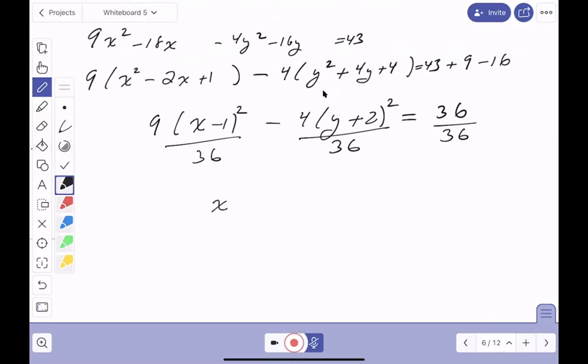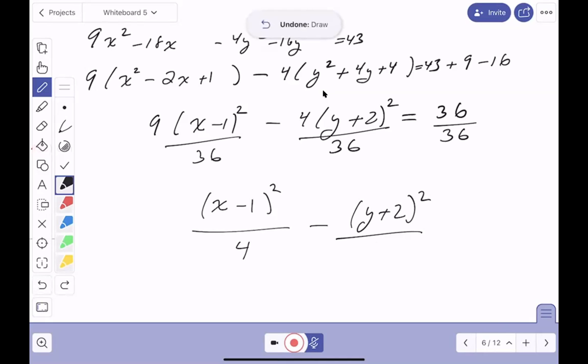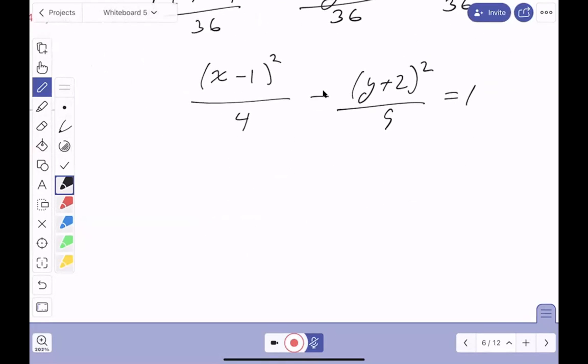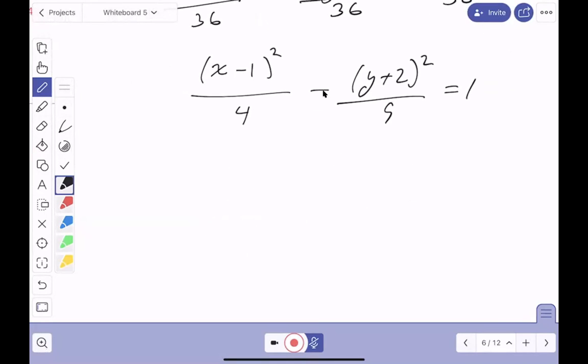What do you get over here? x minus 1 squared over 4 minus y plus 2 squared over, I'm sorry, not 36. 4 into 36 is 9, right? Equals 1. Again, the only reason they did this is to make it easy. That's the only reason. I'm going to look for an easy point.